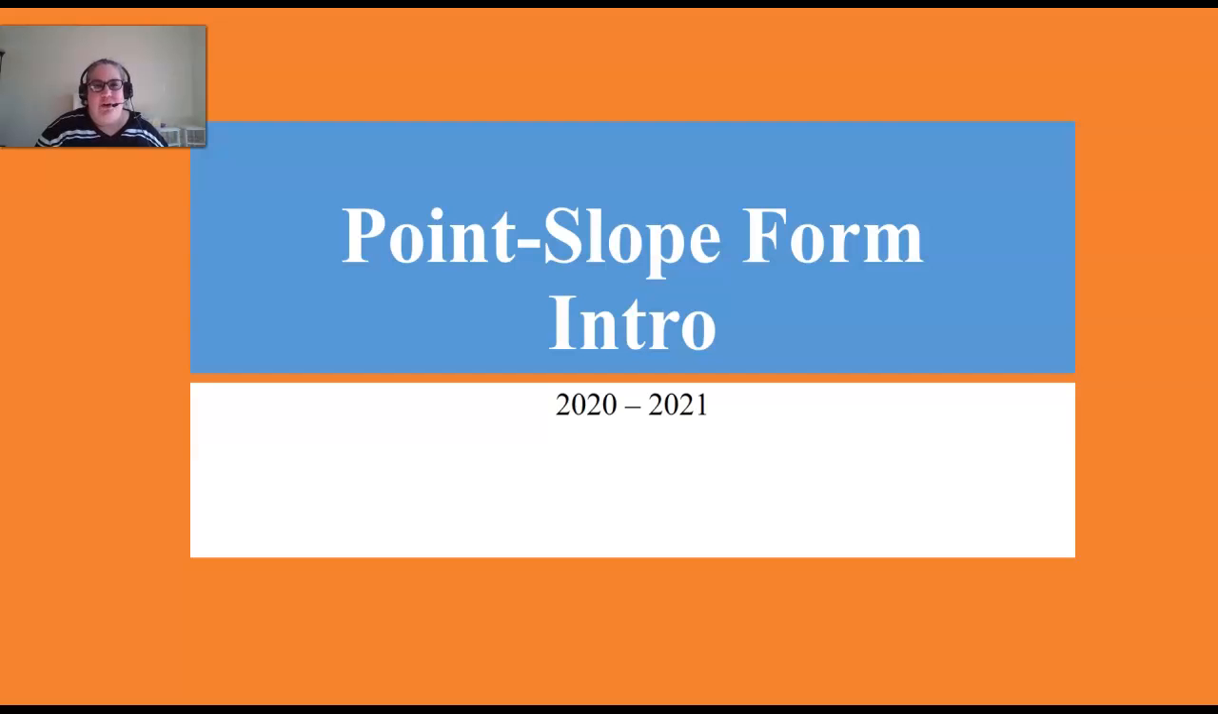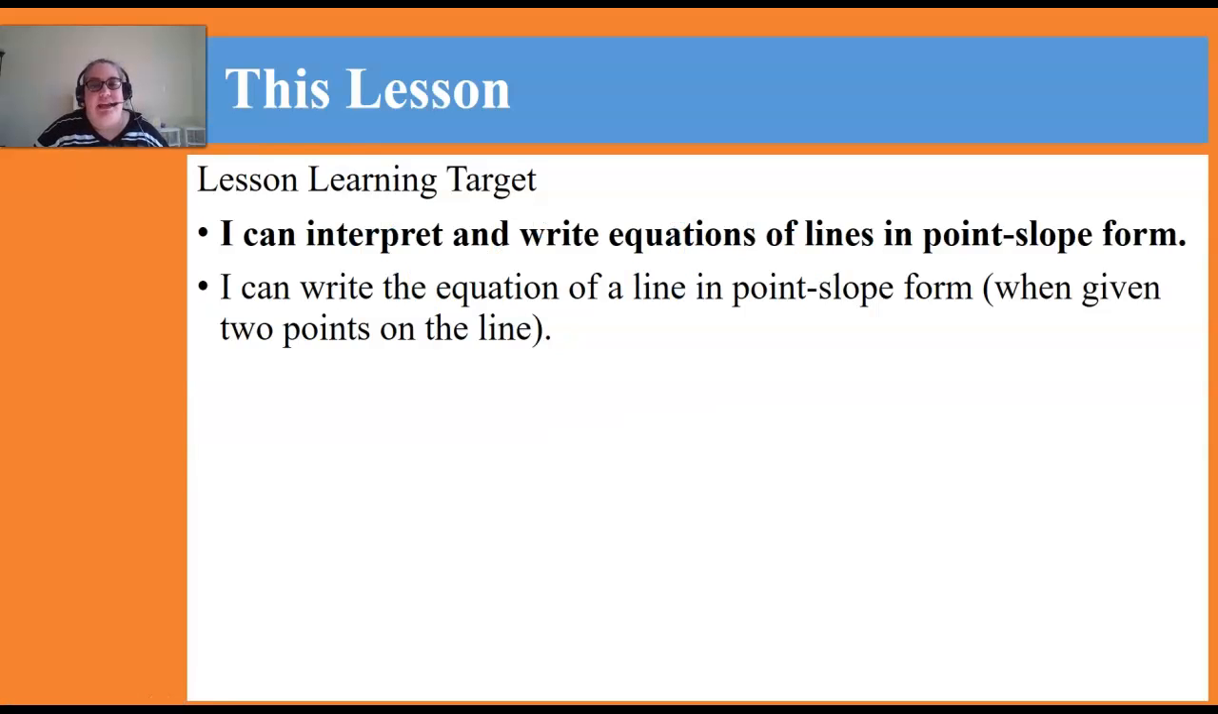It's time for a point slope form intro screencast. This is the first of two screencasts that we're going to be using for point slope form. Specifically, in this screencast, we are going to interpret and write equations of lines in point slope form. And in the next screencast, you will be talking about writing the equation of a line in point slope form when you're given 2 points on the line.